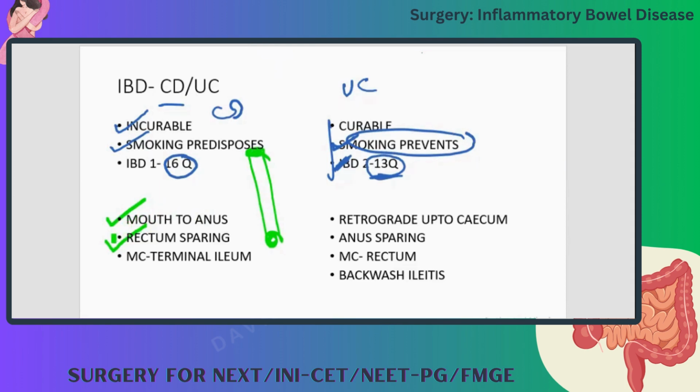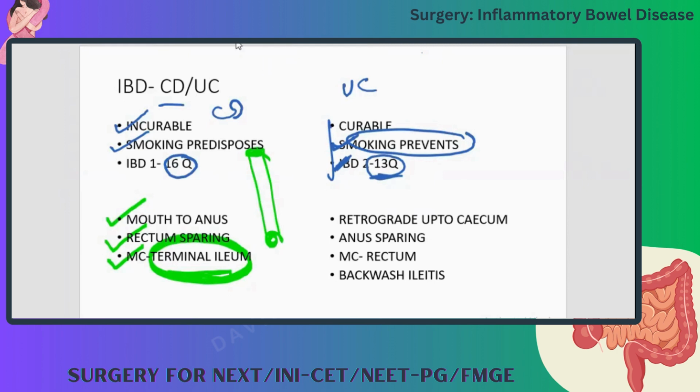The most commonly involved part is the terminal ileum. From mouth to anus, anywhere it gets involved except the rectum, and the most common part is terminal ileum. Crohn's disease occurs most commonly in ileum, cecum, colon, and rectum. The answer is ileum. Crohn's disease never occurs in ileum, cecum, colon, and rectum. The answer is rectum. So that is one thing.